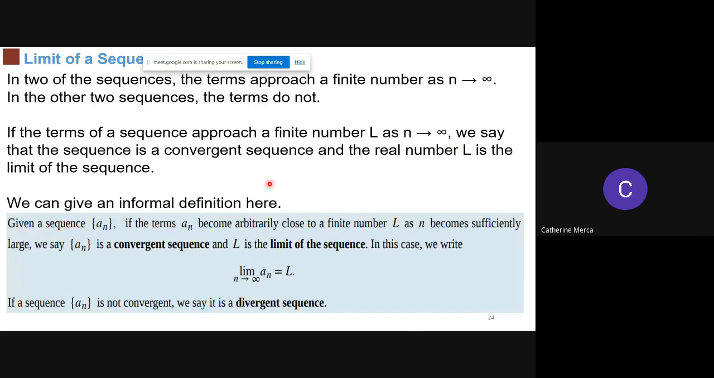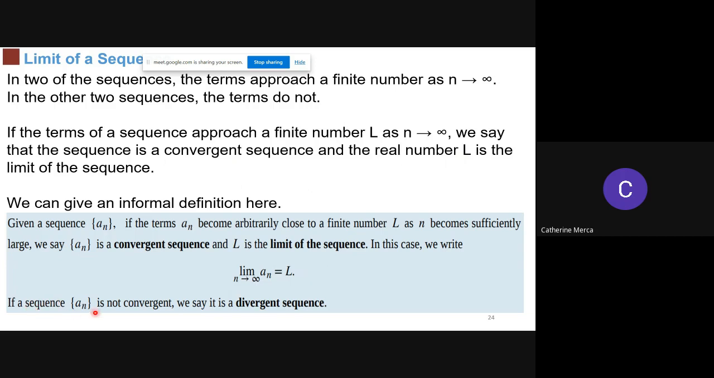Okay, so here is the definition. Given a sequence a sub n, if the terms a sub n become arbitrarily close to a finite number L as n becomes sufficiently large, we say that a sub n is convergent. It's a convergent sequence, and the limit is L, kung asa siya nag-converge. So you write the limit is 1. So convergent na sequence.